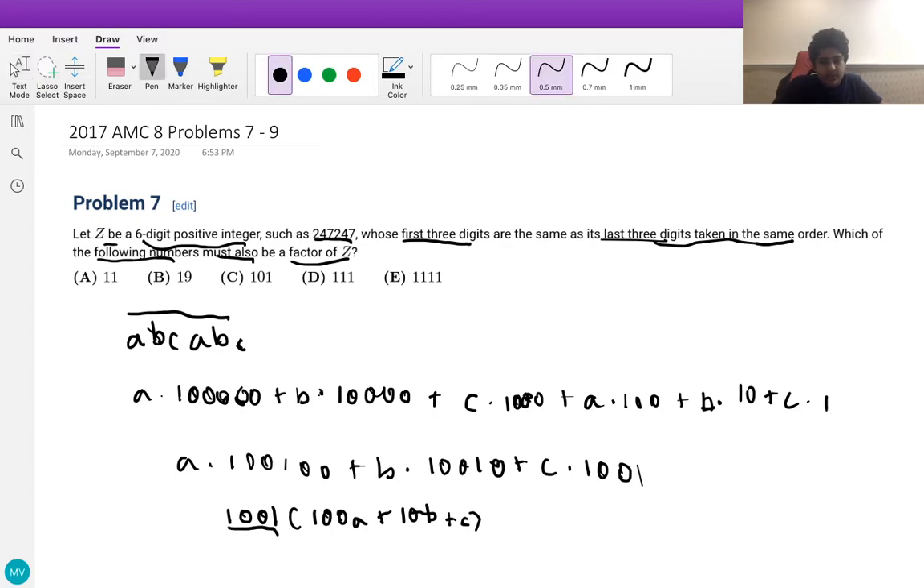So we just look at all these numbers and see if they're a factor of z. To do this, we first check the prime factorization of 1,001. Looking at small primes, we note that 1,001 is equal to 7 times 143, and 143 is just 11 times 13. Now, looking at the answer choices, we see that 11 is in the answer choices, and we know that it's a divisor of 1,001, so that's our answer.